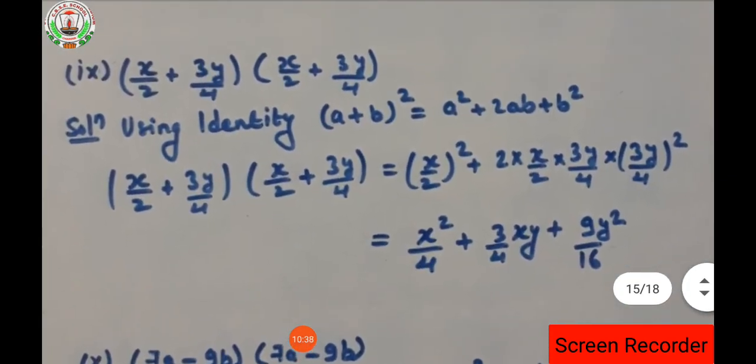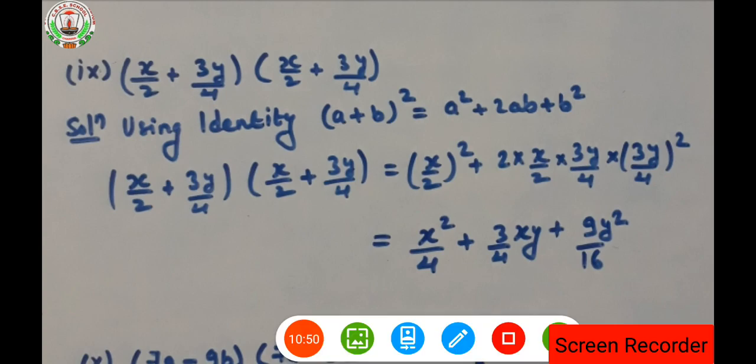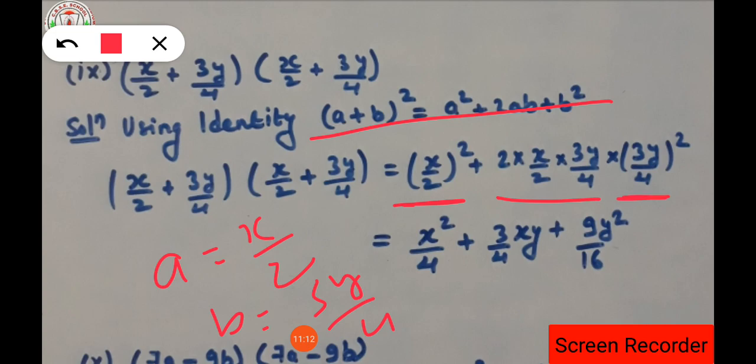The 9th part is given in the form of a fraction. So x upon 2 plus 3y upon 4 into x upon 2 plus 3y upon 4. Again we have to use the identity. The first identity we are going to use is a plus b the whole square is equal to a square plus 2ab plus b square. The a value is here x upon 2, the b value is 3y upon 4, isn't it? So a square plus 2ab plus b square.